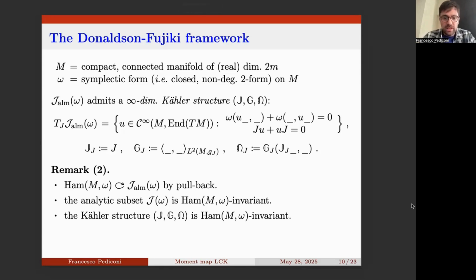Well, actually, it can be directly checked that the group of Hamiltonian diffeomorphisms acts on this space of compatible almost complex structures by pullback. The analytic subset of those almost complex structures that are integrable is invariant under this action, and also the tautological Kähler structure on this infinite dimensional manifold is invariant under this group action.